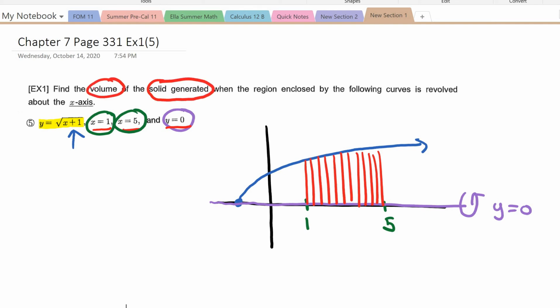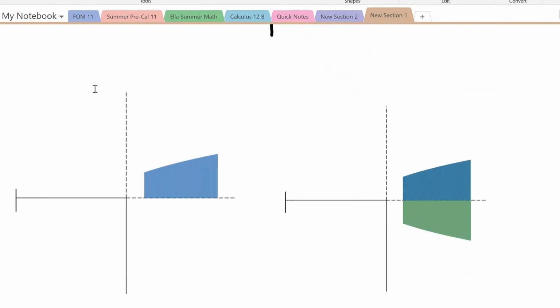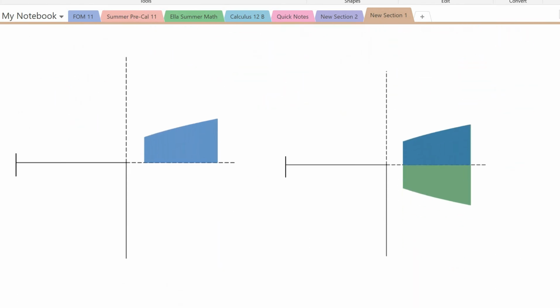Okay, let's take a look at a few more visual diagrams to see what's going on here. If I take a look at this first diagram, this has an x value of 1, this has an x value of 5, and this is the top part of the curve, y equals the square root of x plus 1.